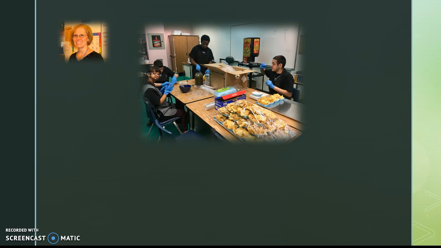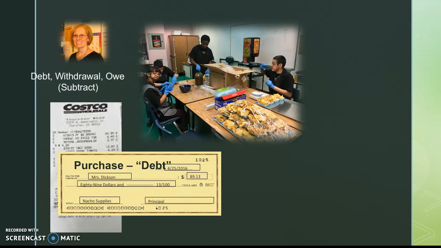Let's think about our class nacho business. Since this is a business, we have money we earn and money we owe. If we want to make a profit and keep money in our account, we must know if a transaction we are making is being added or subtracted from our class account. When we go to the store and make a purchase using my debit card or cash to purchase the supplies, I am giving the nacho business a loan. In other words, this is money the nacho business owes me. Costco gives me a receipt and the business pays me back by giving me a check and withdrawing or subtracting the money from the class account.